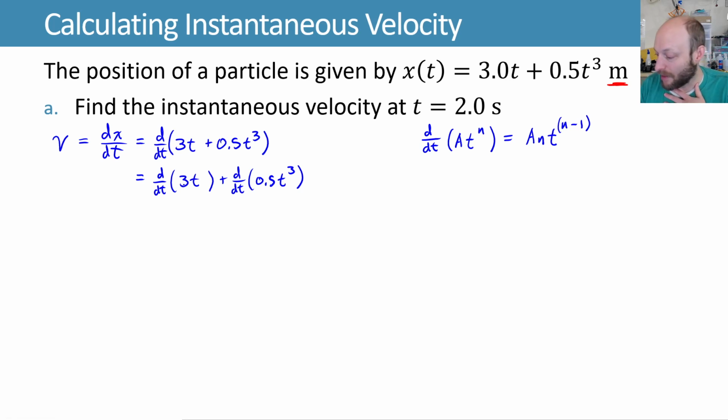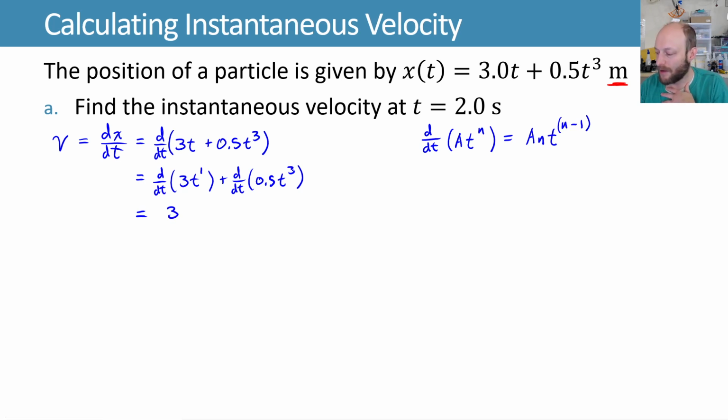All right, so let's evaluate this here. 3 times time. Well, this is time to the 1 power, right? Because it's just 1 time there. So I can multiply by 1. I still have 3. Then I subtract 1 and I get time to the 1 minus 1, or time to the 0. So anything raised to the 0 power is just 1, so time goes away. This leaves us with, from the first term, 3.